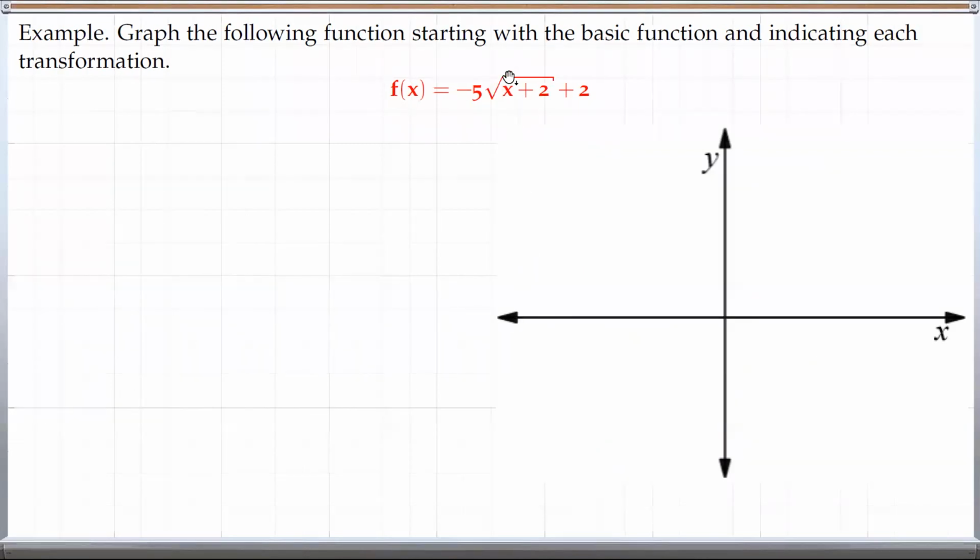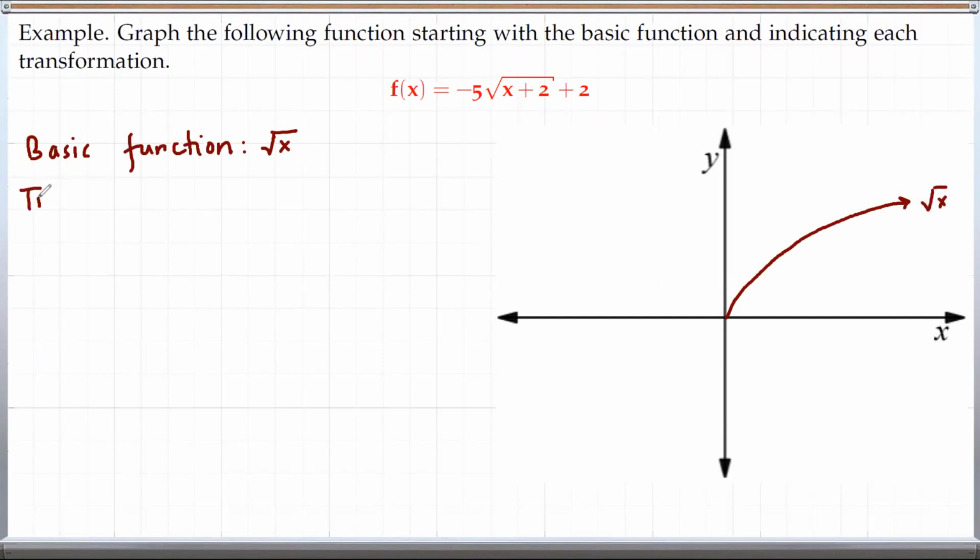Next, we have -5 square root of (x plus 2) plus 2. Very similar to the previous one, but the basic function is different. Here, the basic function is square root of x. So we start by graphing square root of x, which will look like this one. This is the graph of square root of x.